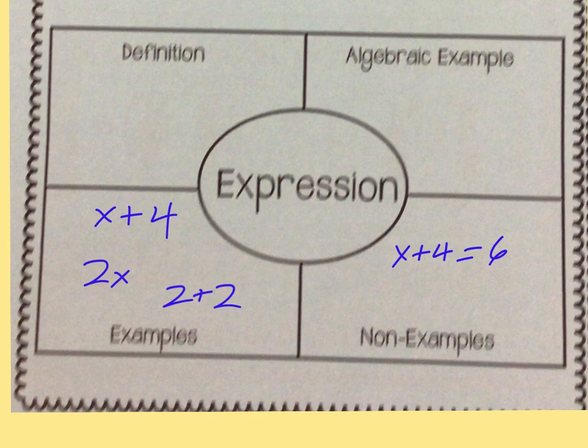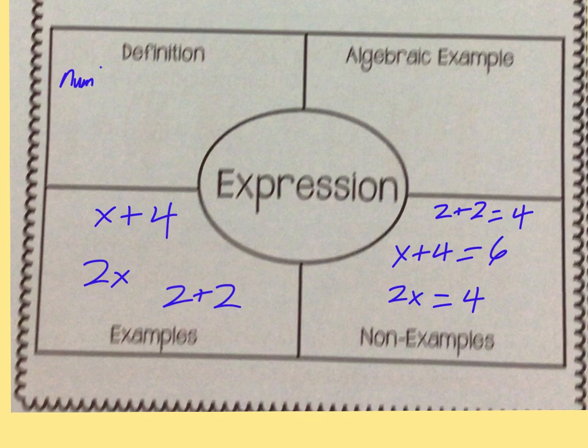2x, x plus 4, 2 plus 2. All of these are expressions. They are missing an equal sign. Some non-examples would be this: x plus 4 equals 6, 2x equals 4, 2 plus 2 equals 4. So you can see that the definition of an expression is that it is a number sentence without an equal sign, really. So I'm going to write that down.